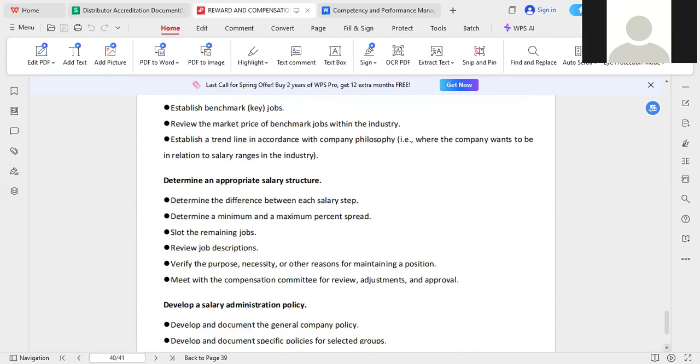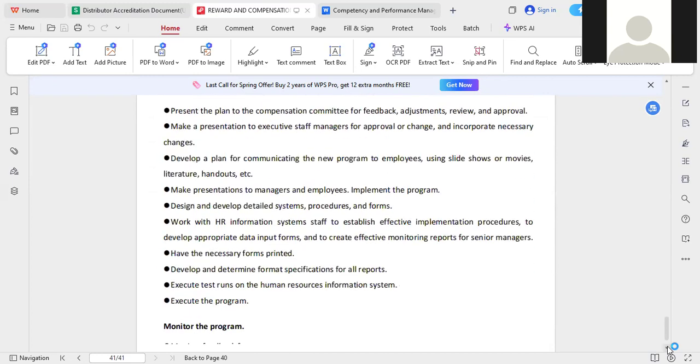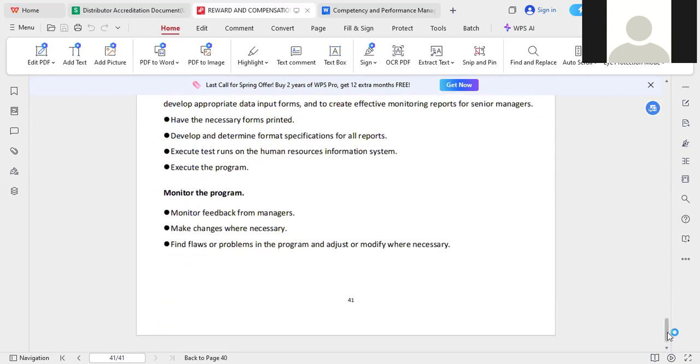Then determine an appropriate salary structure. Determine the difference between each salary, determine a minimum and maximum, slot the remaining jobs, review job descriptions, then develop a salary administration policy to help oversee that system that has been put in place. And that is what we are looking at, and then, of course, monitoring.